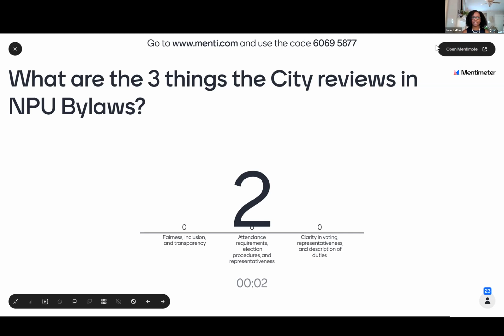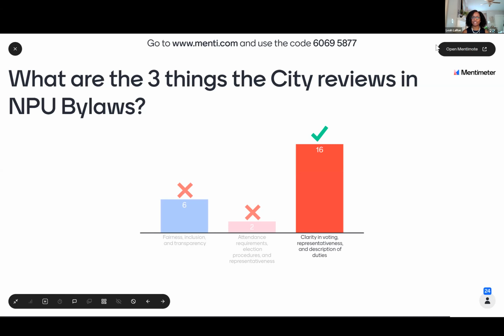Fairness, inclusion, and transparency, attendance requirements, election procedures, and representativeness, or clarity in voting, representativeness, and description of duties. The correct answer is clarity in voting, representativeness, and description of duties. And let's see who got that right.